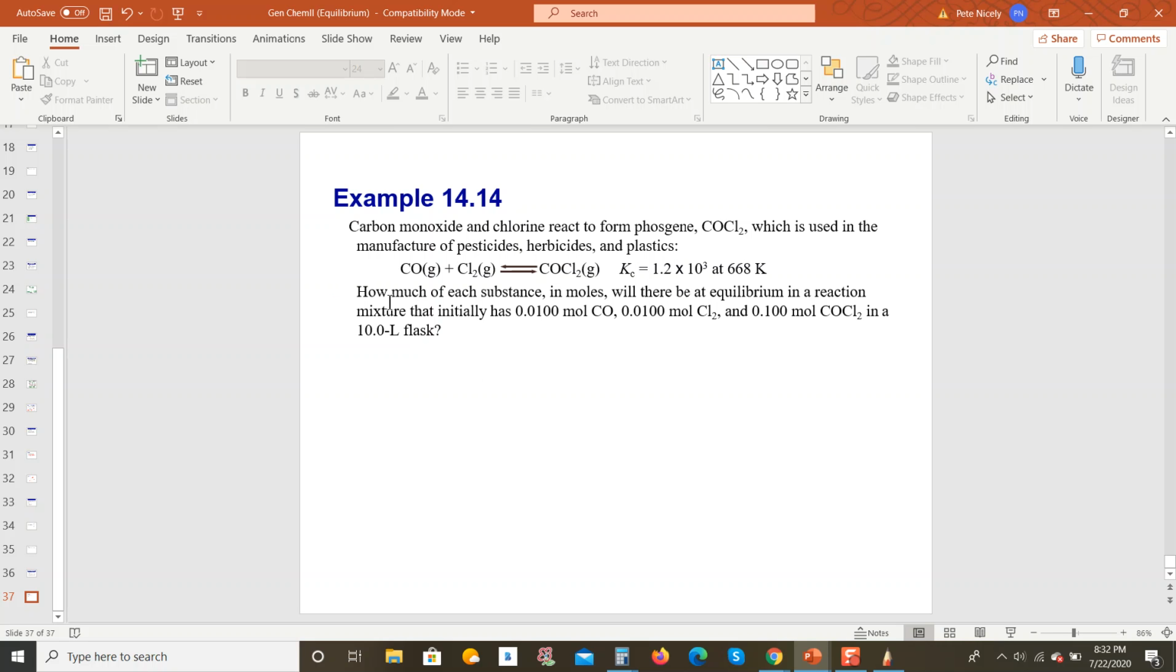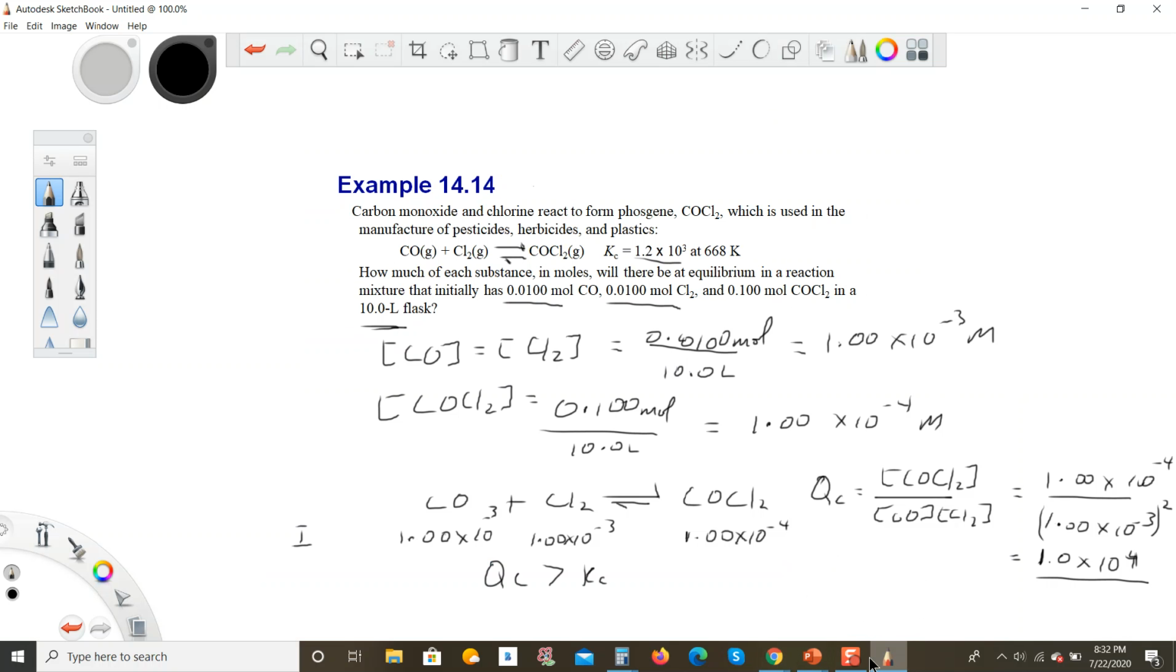And then the question is asking how much of each substance in moles will there be at equilibrium in a reaction mixture that initially has 0.0100 moles of carbon monoxide, the same number of moles of chlorine, and 0.100 moles of phosgene, COCl2. Okay, so I'm just going to go from this screen here to my sketchpad right here.